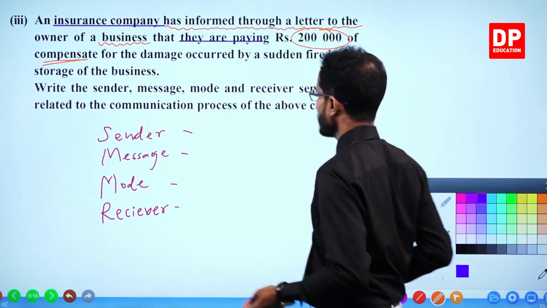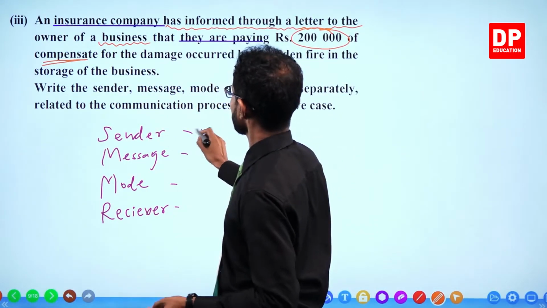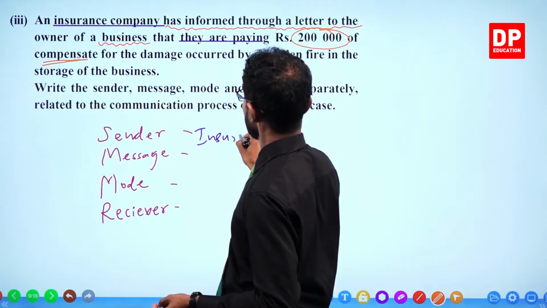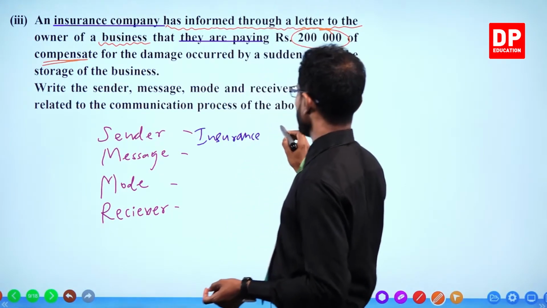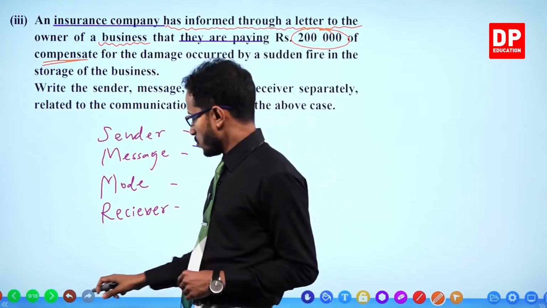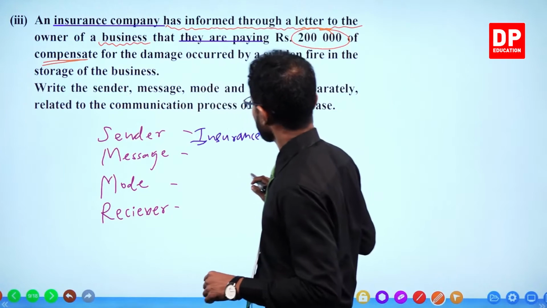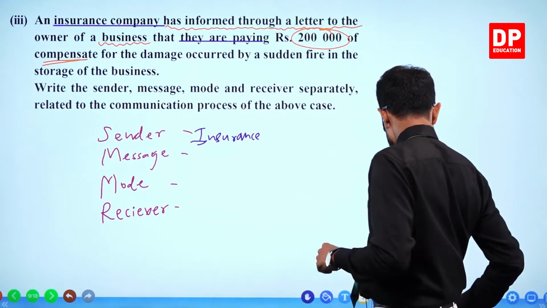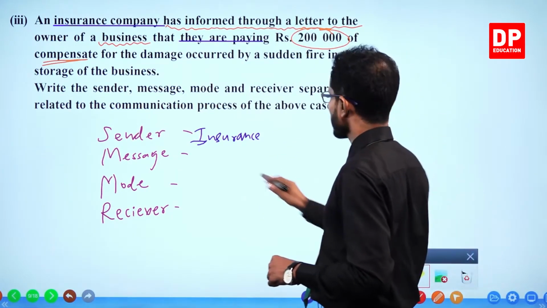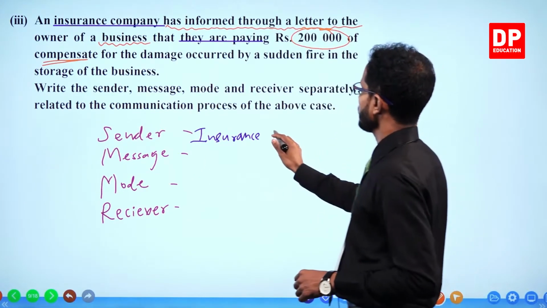Who is the sender, children? Who is the sender? Insurance company. The person or the company or the business or the party, whoever the party who sends the message is the sender. Insurance company.